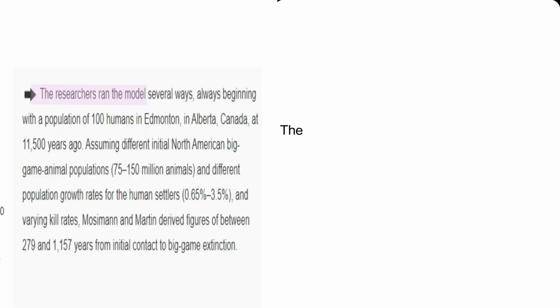Fourth paragraph. The next paragraph continues the previous idea as it states, the researchers ran the model. The researchers equals Martin and Moseman. The rest are minor details. Anyway, we know that Martin and Moseman support the hypothesis with computer model evidence.